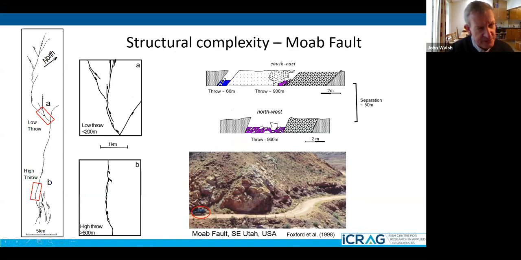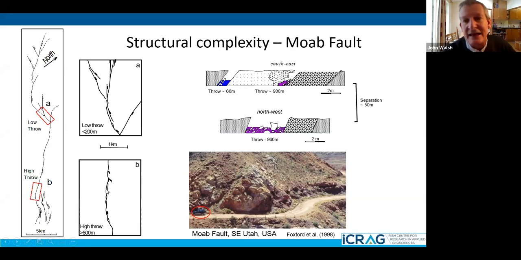So this fault has a displacement of about 1 kilometer in the south, and it decreases upwards or to the north. When we get to low displacements, can you see this fault is not a discrete fault. It's got relays in it. At low displacements, the relays are there. If we go further down the fault to where the displacement is nearly 1 kilometer, 800 meters actually, do you see we don't get relays?